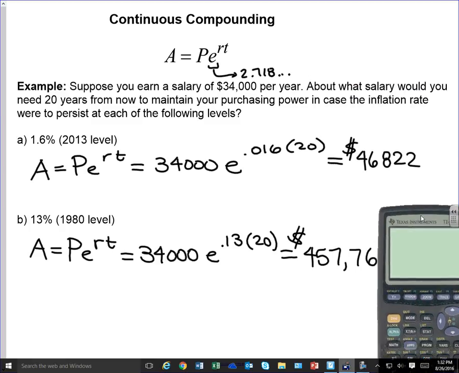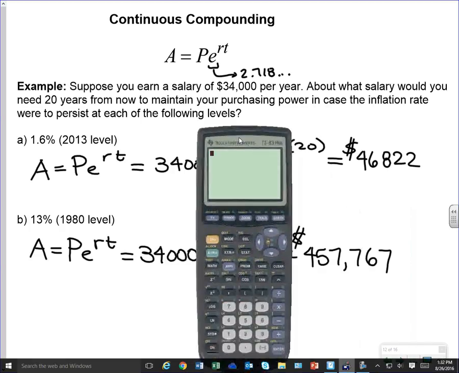Okay, so with continuous compounding, what that means is it's just constantly compounding. So even more than daily, more than hourly, more than by the minute, it's just continuous, okay?